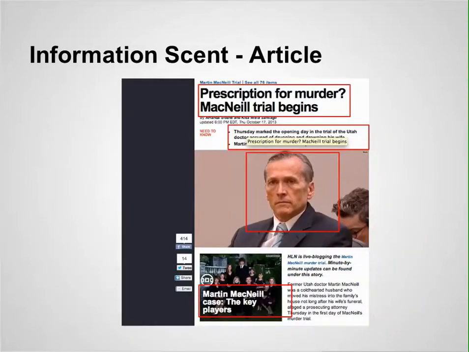Let's look at an article page. This is also on the same site, an article page. Same thing. We're going to look at the type that stands out and the graphics. So what do we see? Angry-looking man in a suit. Obviously, this is not a happy story. We see prescription for murder. McNeil trial begins. We see Martin McNeil case, the key players. So within 6 to 8 seconds, you know exactly what this article is about, and you have your question answered, which is, what's going on with McNeil? Oh, well, the trial's begun. We can learn more about the key players.